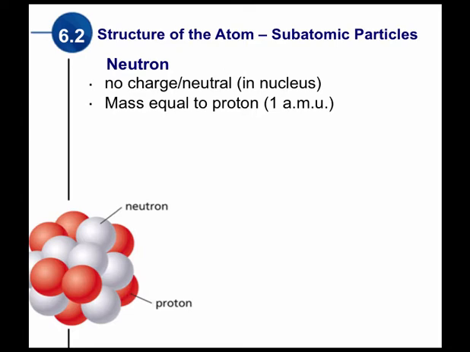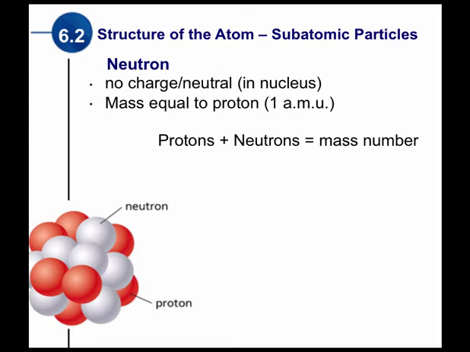Now, if we are looking at that nucleus, and we want to look at the number of protons and neutrons together, this is what's called the mass number. So the number of protons and neutrons added together is what we call the mass number.